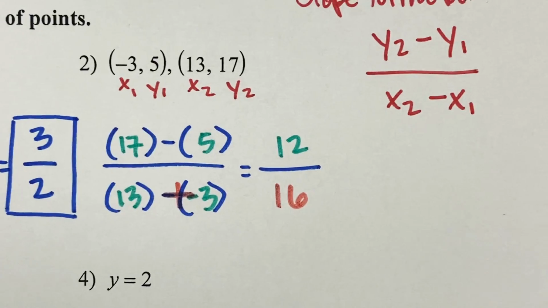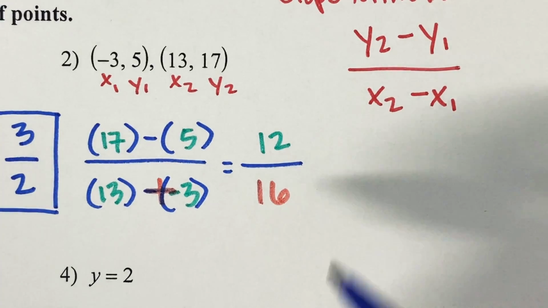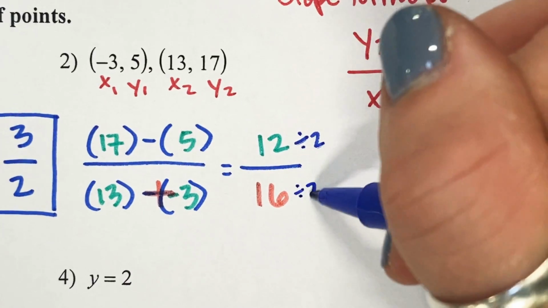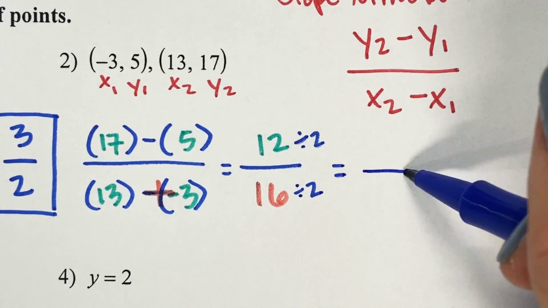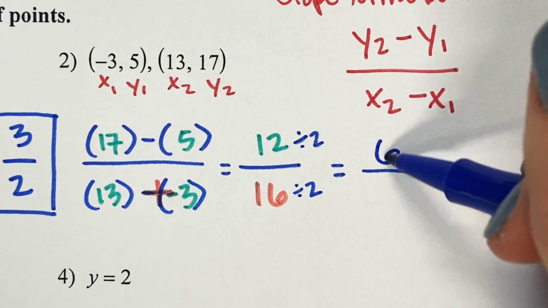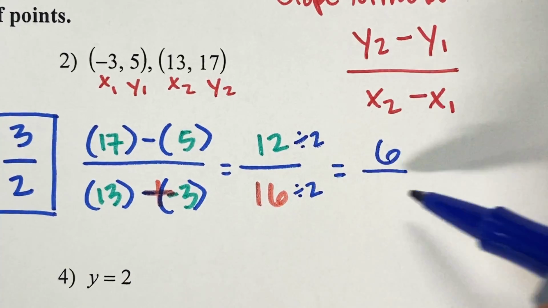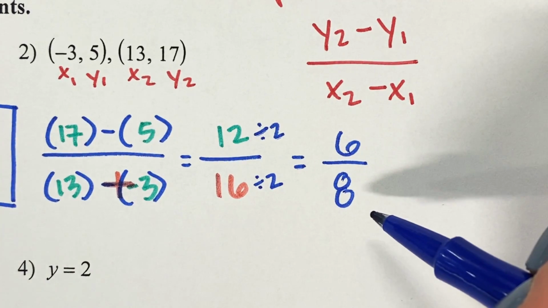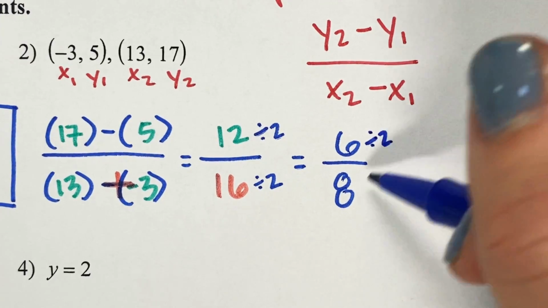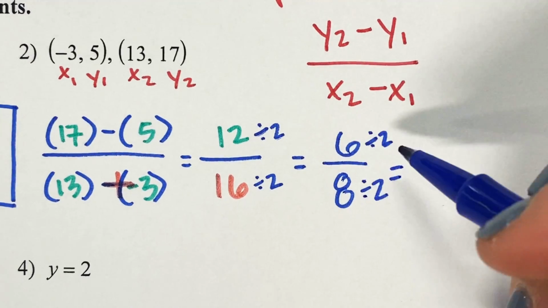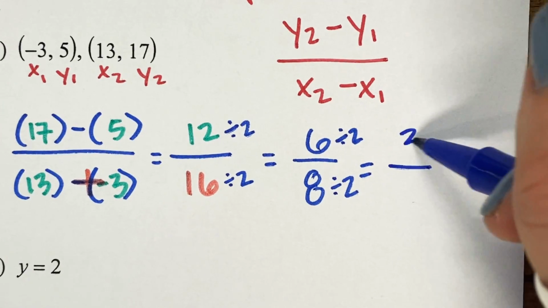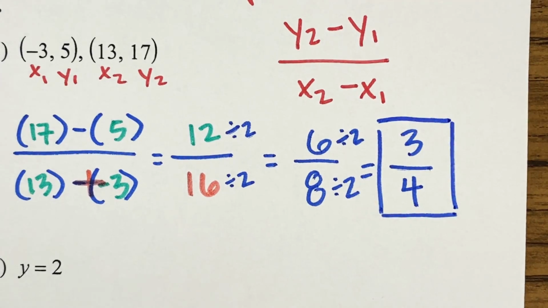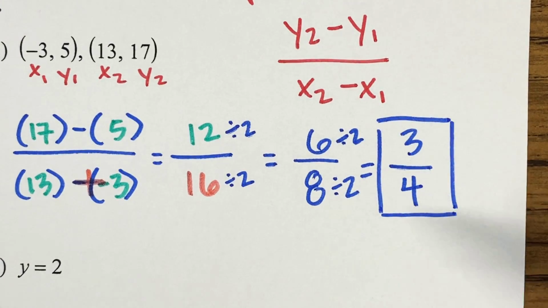Now we have to reduce our fraction. We have to make it as small as it can be. I see that 12 and 16 are both even numbers, so we can divide them both by 2. On top, 12 divided by 2 gives me 6, and 16 divided by 2 gives me 8. Can we reduce it any more? Yes, they're both even again, so we can divide them by 2 again. 6 divided by 2 gives me 3 on top, 8 divided by 2 gives 4 on bottom. Our reduced fraction is 3 over 4.